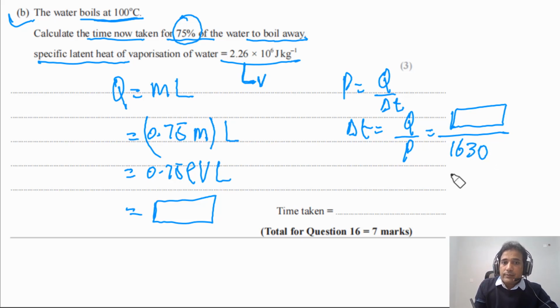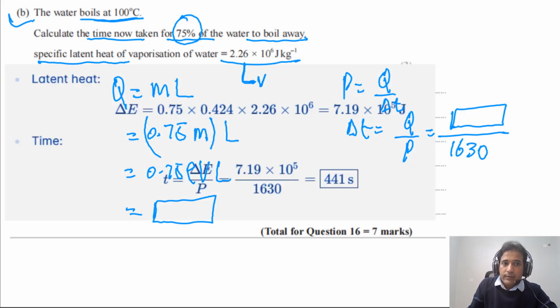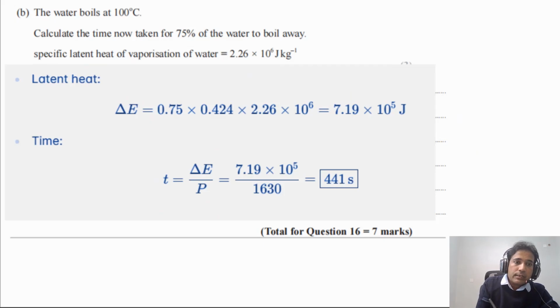1630, and we can find the value of time. So this is how you need to approach. Now let me show you the answer with numbers. So here I have done this one with numbers. So simply you can check here what we have done.